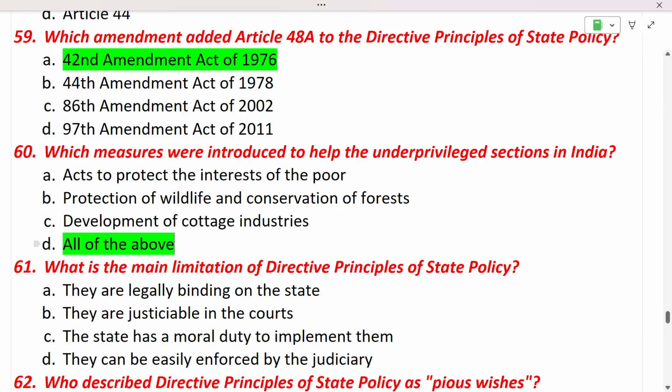Next, question number 61. What is the main limitation of DPSP? Option A, they are legally binding on the state. Option B, they are justiciable in the courts. Option C, the state has a moral duty to implement them. Option D, they can be easily enforced by the judiciary. The answer is C.